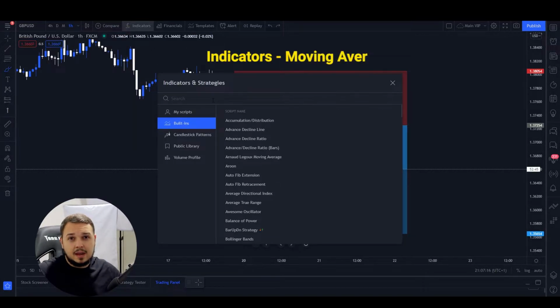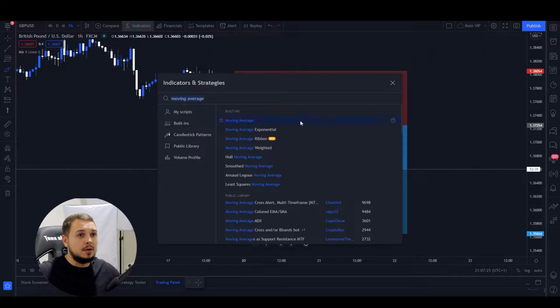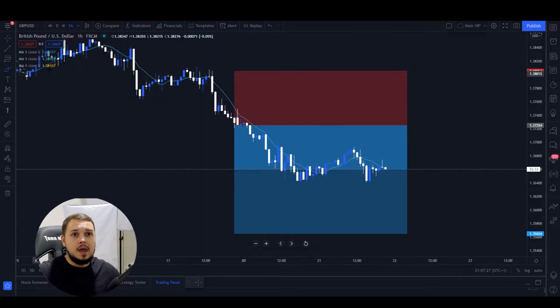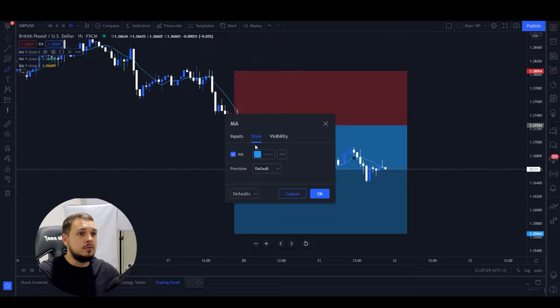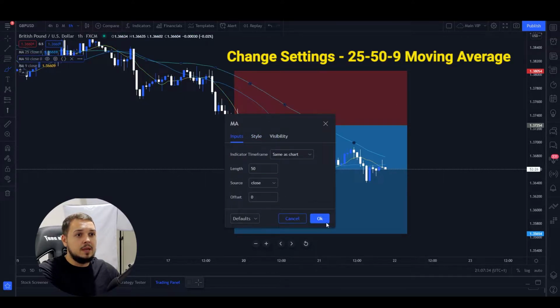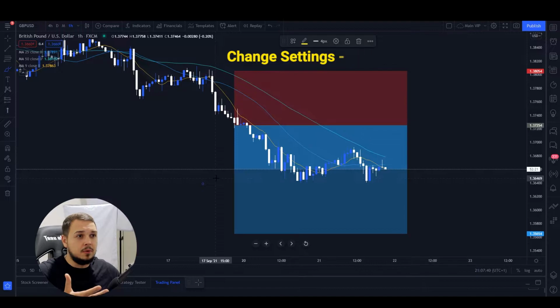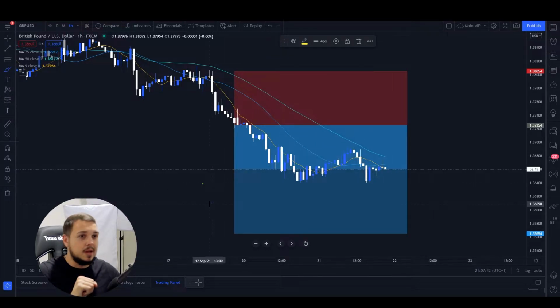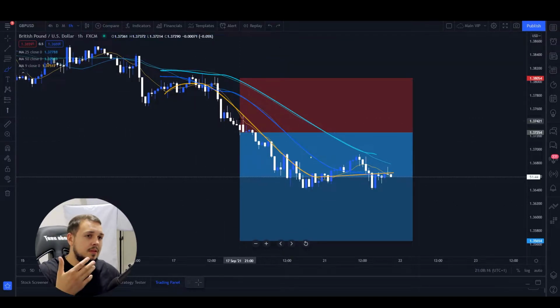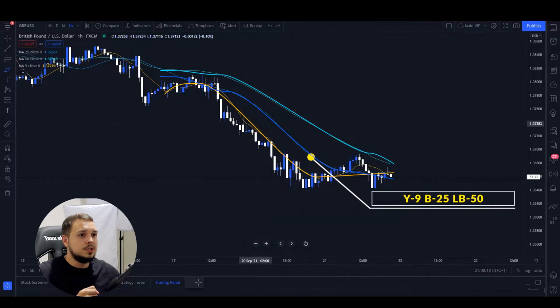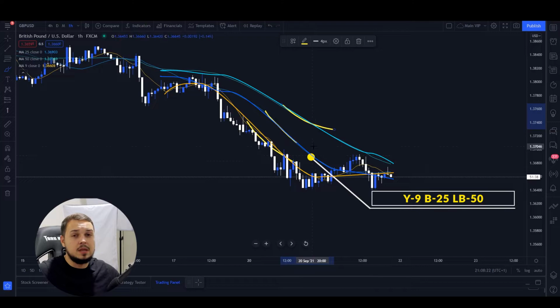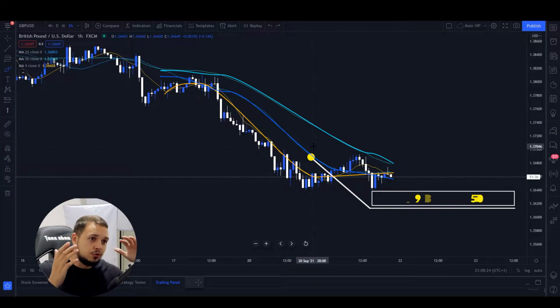Go inside the indicators tab and type in moving average. Once you do that, triple click on the moving average icon and change the 2 settings to 25, 50, and leave the last one as default because we will need the 9 moving average. So once you do that, you will see 3 of these lines. If we just delete that real quick, the 9 moving average, 25 and 50 are popping up nicely, trending towards the downside.